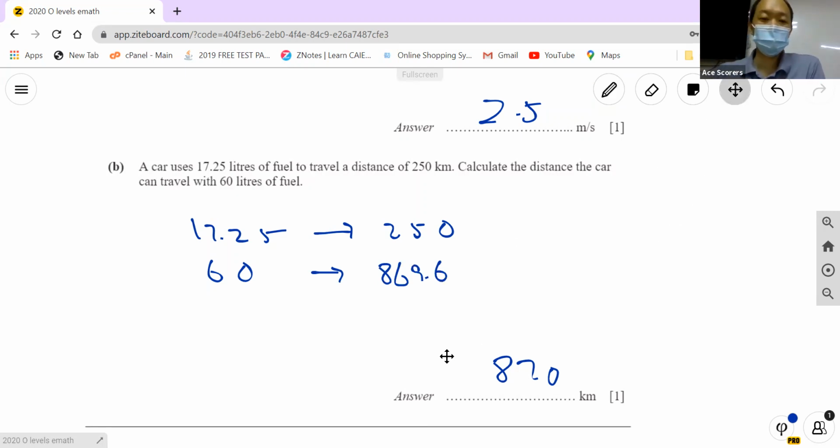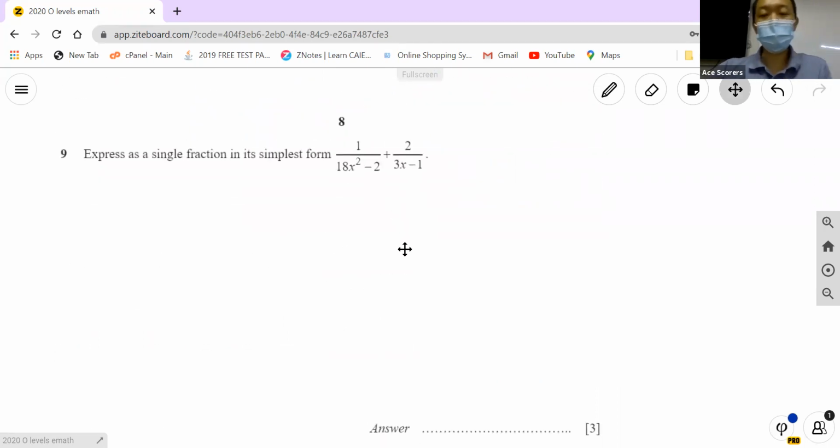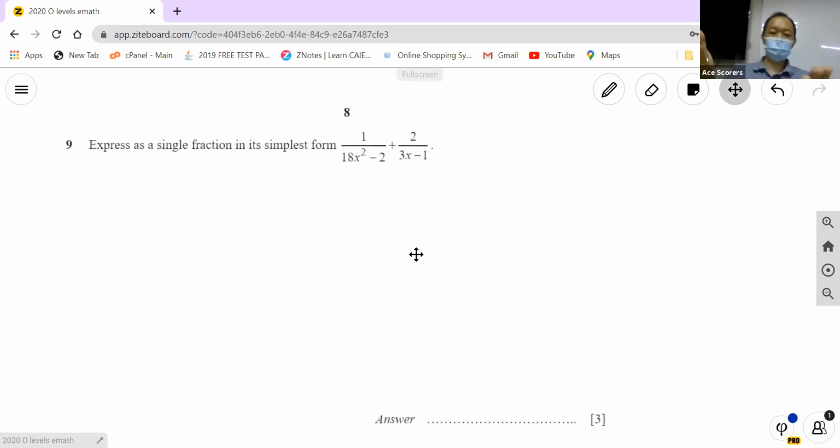Okay, next one. So not too difficult, right? I don't want to use the word easy. Why? I don't want to use the word easy, okay?